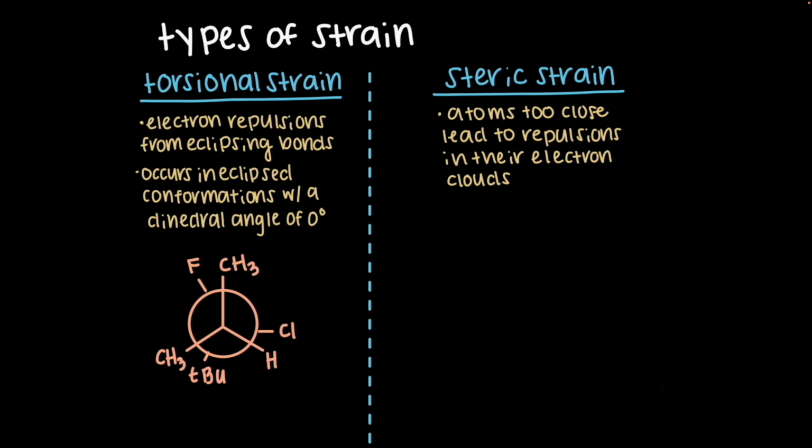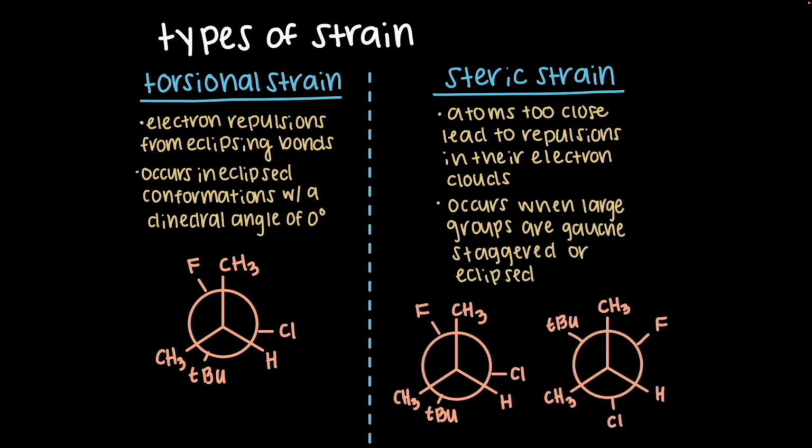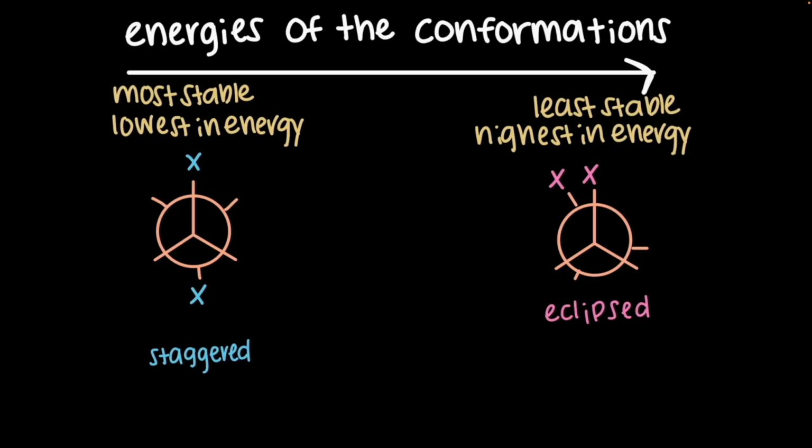Steric strain is caused by atoms or groups being too close together in space, which leads to repulsions between their electron clouds. Steric strain occurs when large groups like CH3, Cl, or tert-butyl are too close to each other in eclipsed or Gauche arrangements. The energy increases for steric strain when larger groups are closer together in the eclipsed or Gauche conformations. Once we know the different types of strain that exist for the staggered and eclipse conformations, we can organize them into the most stable and least stable conformations.